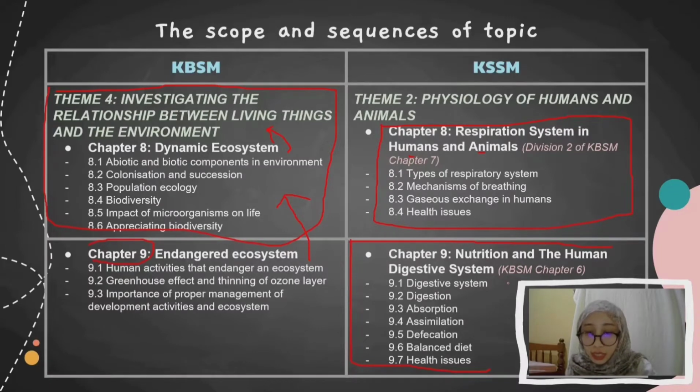So logically, we will learn about what comes first. So the respiration system will come first and the digestive system will come later. So yeah, I think that is what the writer of the textbook thought, so that the students can easily understand what they are going to learn in Biology Form 4.